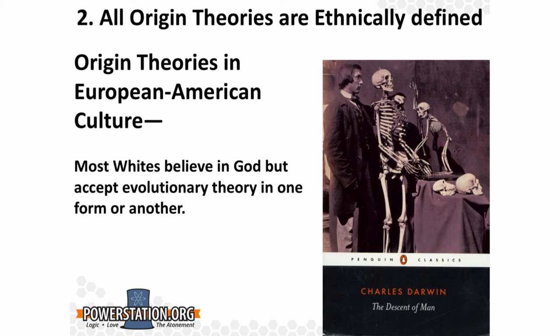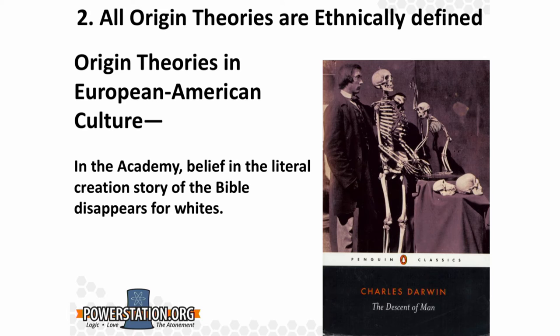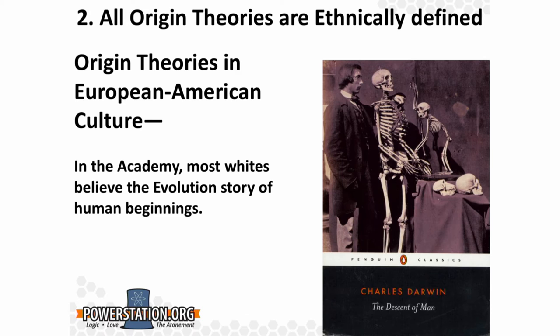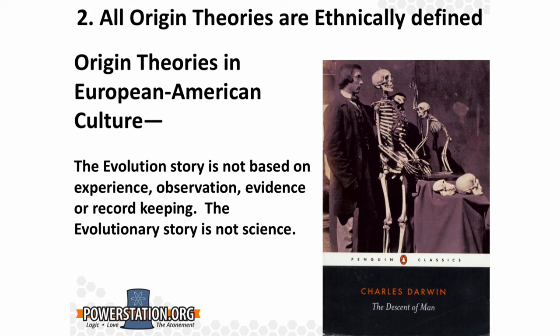Let's look at some origin theories in European American culture. Most whites believe in God, but they accept evolutionary theory in one form or another. In the academy, that is, when I say the academy, I mean in the university, belief in the literal creation story of the Bible disappears for whites. Once people enter college or university, most whites believe the evolutionary story of human beginnings. They reject creation. The evolutionary story is not based on experience, observation, evidence, or record-keeping. Thus, just like African-American religion, evolution is not science.